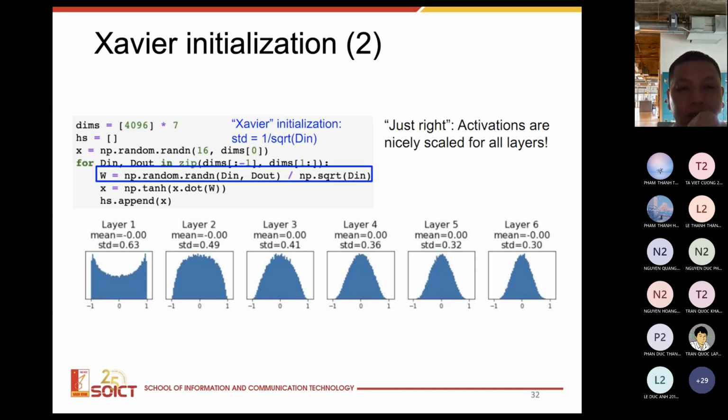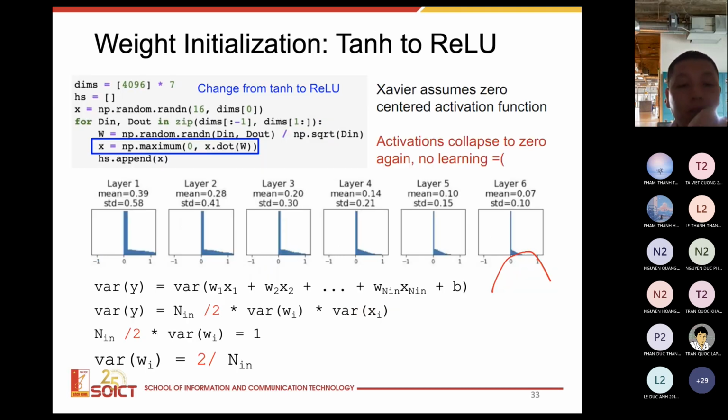So this is an experiment with Xavier initialization. You initialize the standard deviation to be 1 over the square root of the input dimension, which is the formulation for W. By doing this, you see the output of every layer has a very nice bell shape, right?